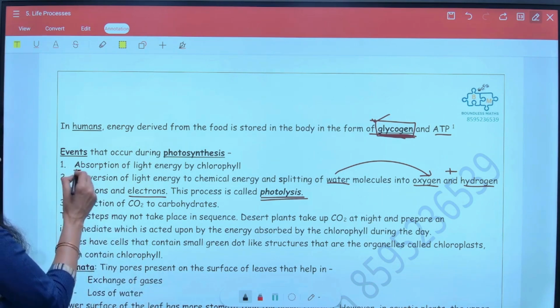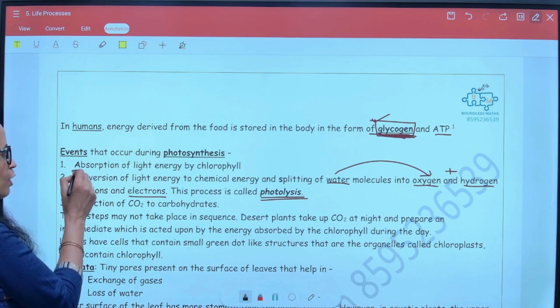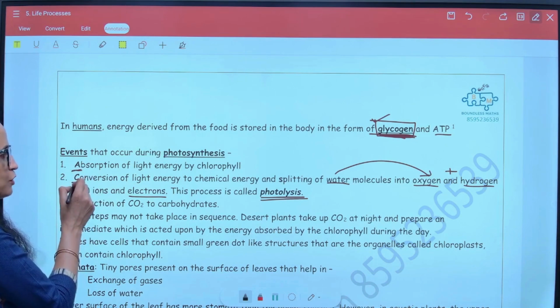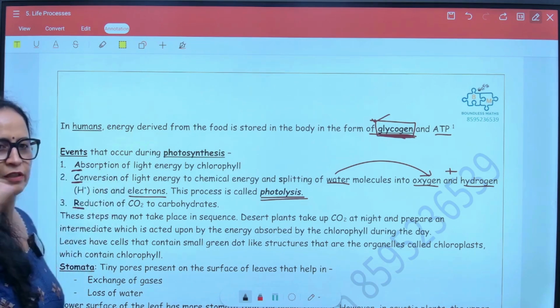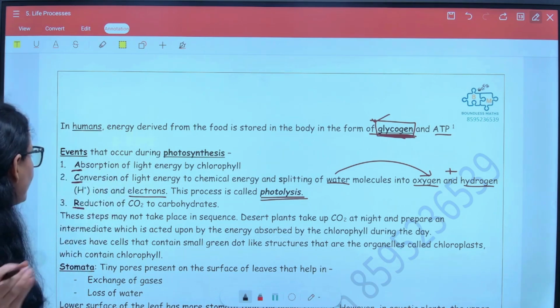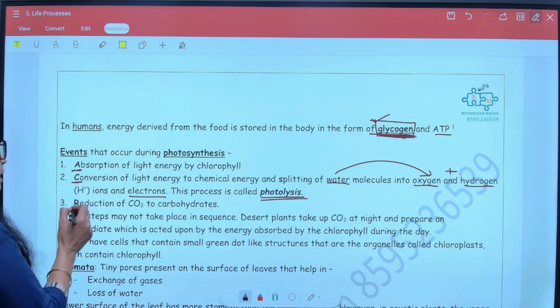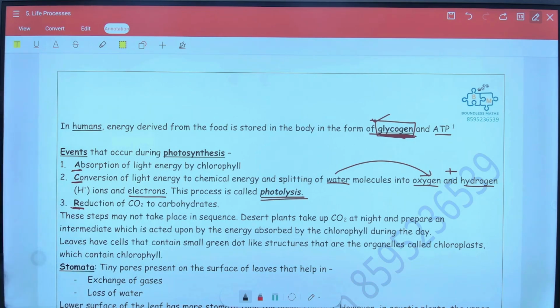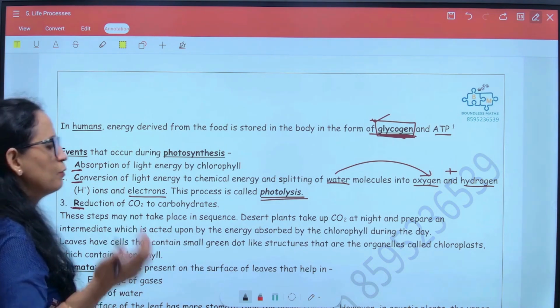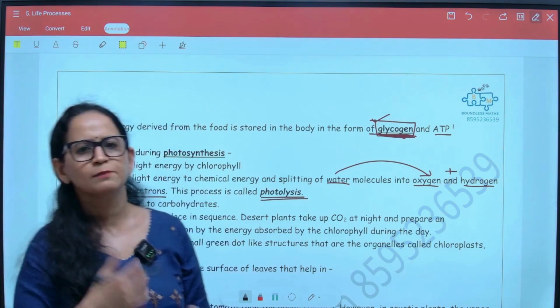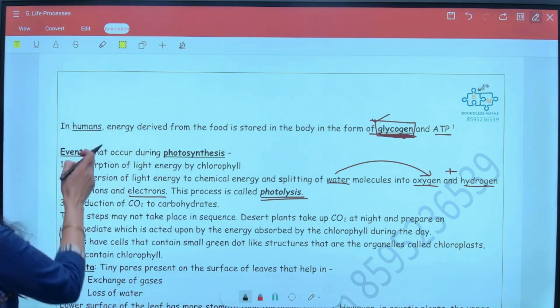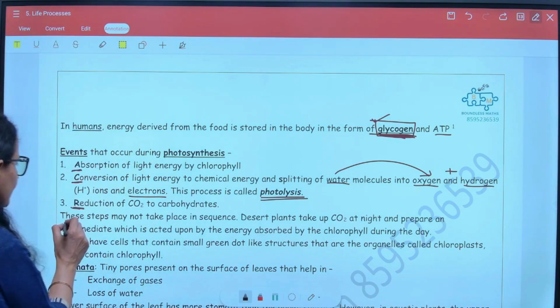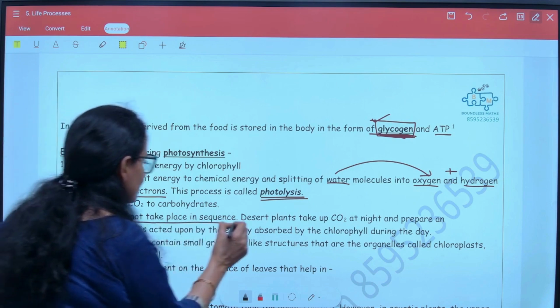So how do you remember them? ACR. So just remember ACR. Absorption of light, conversion of light to chemical energy, breaking water into hydrogen and oxygen ions and electrons. Then R is reduction of carbon dioxide to form carbohydrates. So these three steps are very important from photosynthesis perspective. If there is a question on what is photosynthesis or explain the steps, you have to write all the three steps and you have to write the statement that these may not take place in the same sequence.